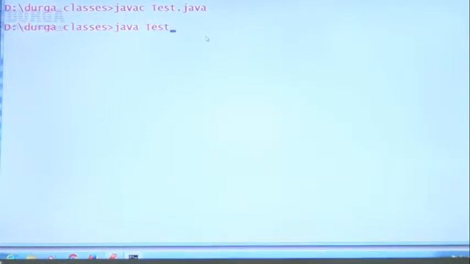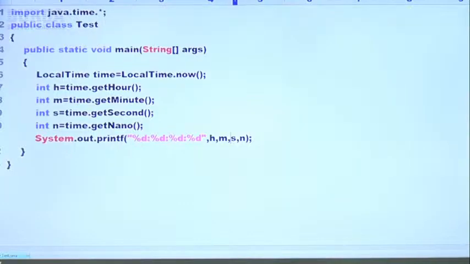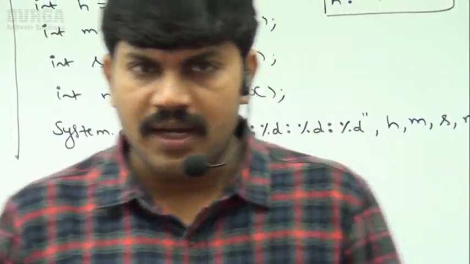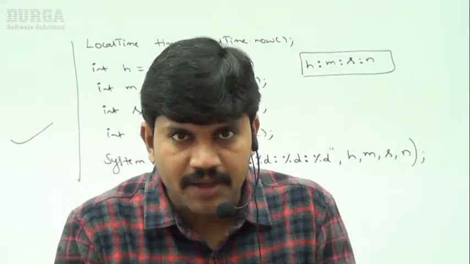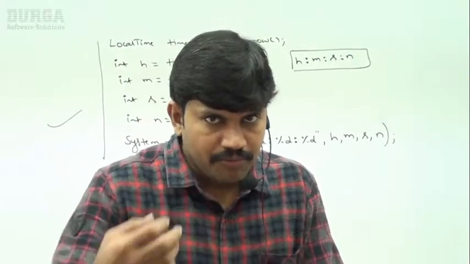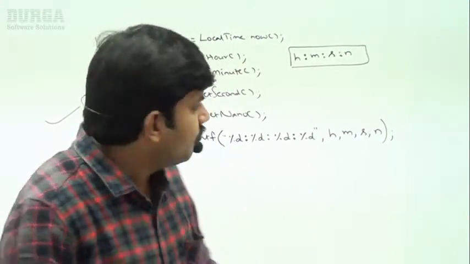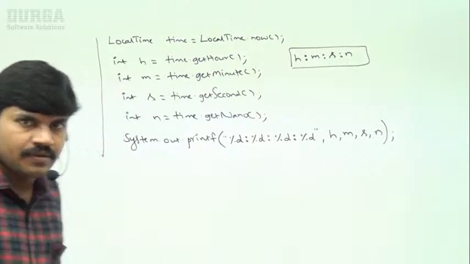Sir, now javac Test.java, and java Test. It's very clear. Sir, have you observed? 10 hours, 03 minutes, 54 seconds, 325 nanoseconds, right? Is it clear for all of you? So this is the way to print. This is the way to get the current system time, and to get the hour value, minute value, second value, and nanosecond value. Okay, that's all.